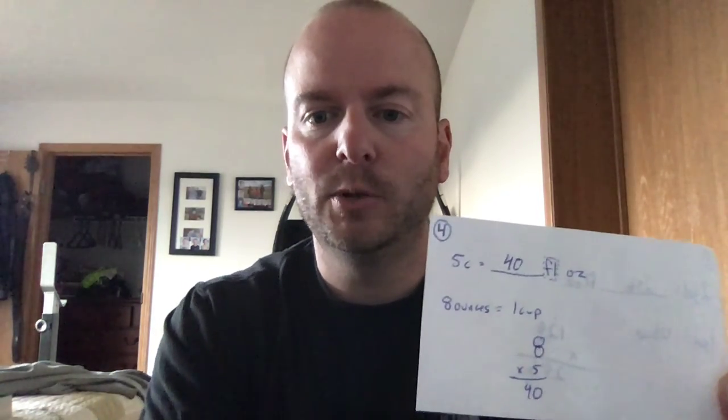So we have 5 cups. So we're simply doing 8 times 5 gives us 40, and we end up with 40 fluid ounces there. Again, just to talk through that again: we're starting with the 5 cups. Each cup has 8 ounces, and there's 5 of them. So we do 8 times 5, which gives us 40. That is number 4. If you have any questions right now, I can't hear you, but please send them to me.